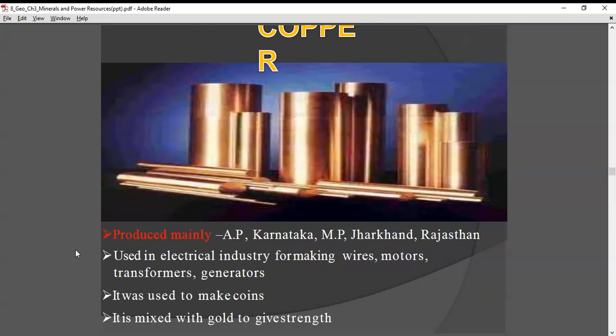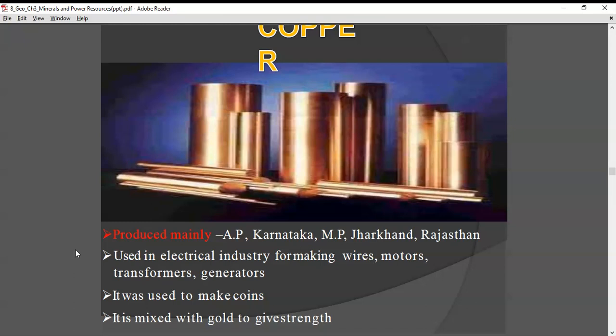Copper, mainly it is found in Andhra Pradesh, Karnataka, Madhya Pradesh, Jharkhand, and Rajasthan. It is heavily used, obviously, we know that it is used in the electrical industry for making wires, motors, transformers, generators. It is also used for making coins in the earlier days. Nowadays, it is not used so much.